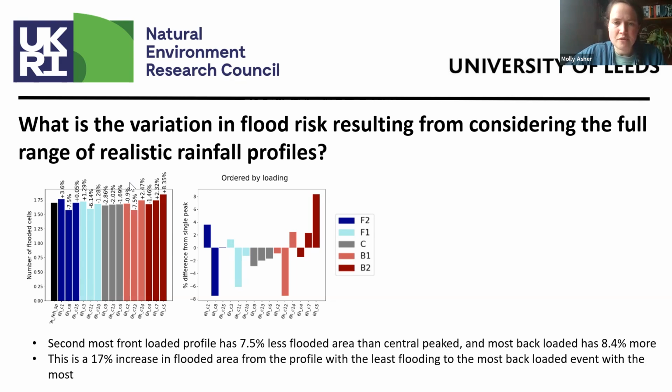So again, there's considerable variation, with the most backloaded profile associated with 8% more flooded area than the FEH single peak profile and 17% more flooded area than the early peaking profile, which is associated with the smallest flooded area, which is the second blue line to the left. So that's the range in total flooded area that we're getting.